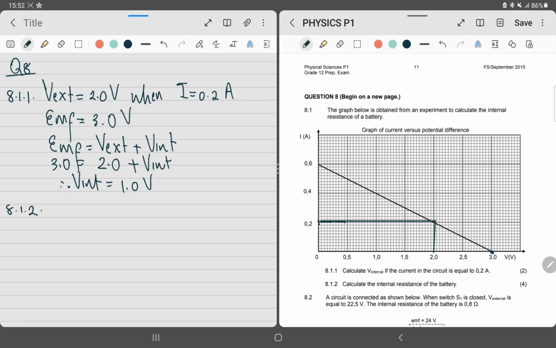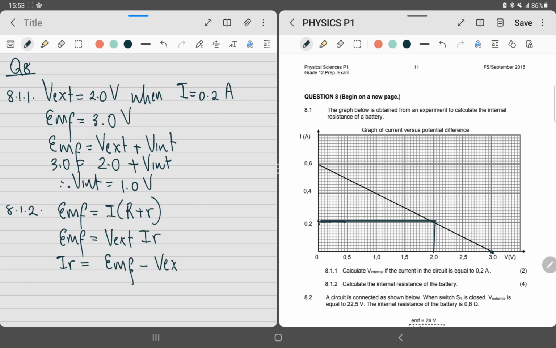8.1.2. Calculate the internal resistance of the battery. EMF should be equal to the current multiplied by the R external plus the internal resistance. So we are going to manipulate this equation so that it becomes a representation of the graph. So EMF should be equal to V external plus IR. IR should be equal to the EMF minus V external.